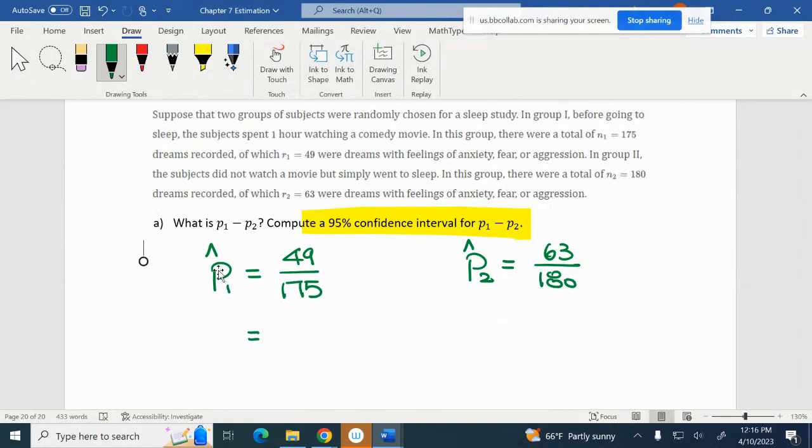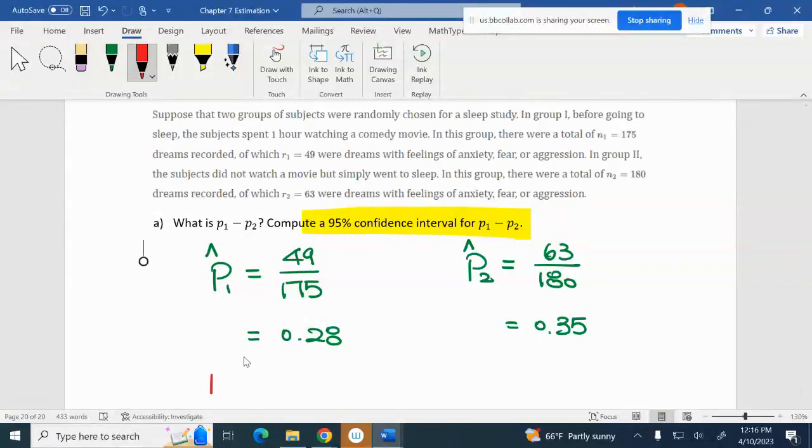We need the two proportions. So let me take the fraction. It's 49 out of 175. Here is the 0.28. And the other one will be 63 out of 180, then the second one will be 0.35.